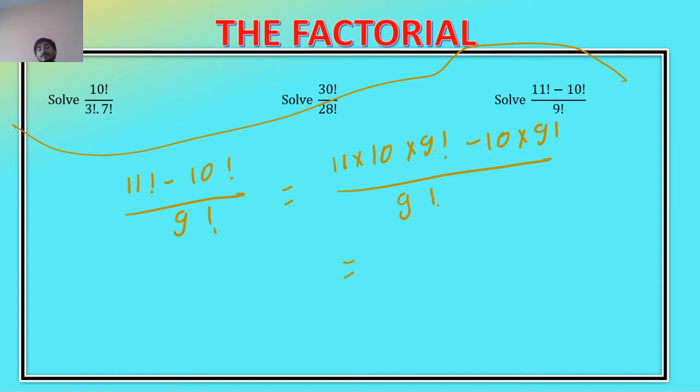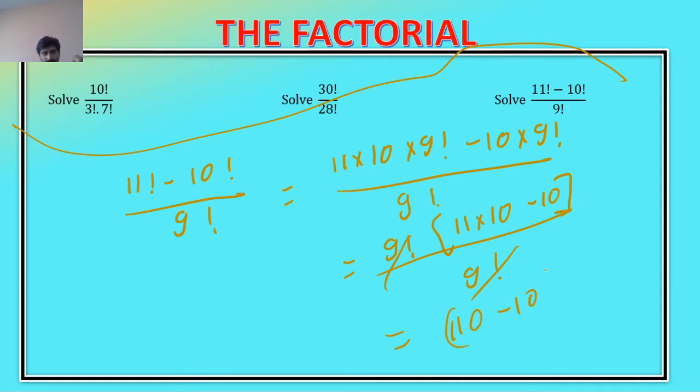In this way, I can take 9 factorial common from the numerator part. So what will be left? 11 into 10 minus 10, divided by 9 factorial. So 9 factorial and 9 factorial cancel. How much is left? 11 into 10 is 110 minus 10, so this becomes 100. Is that clear or not, everyone? Is it clear?